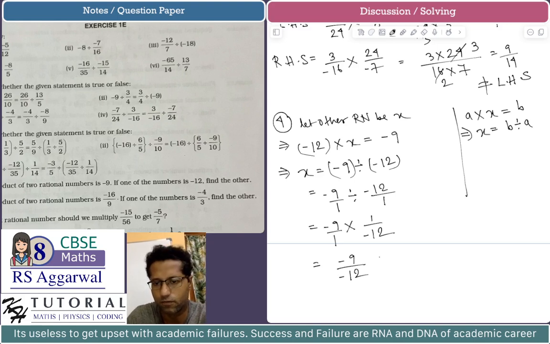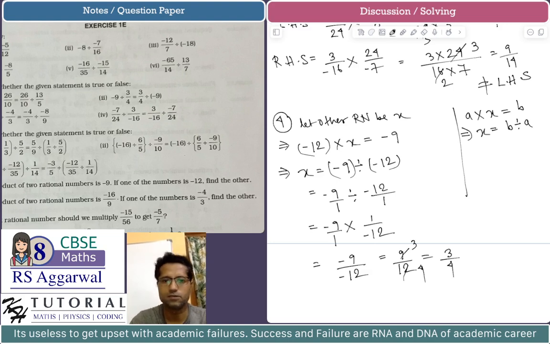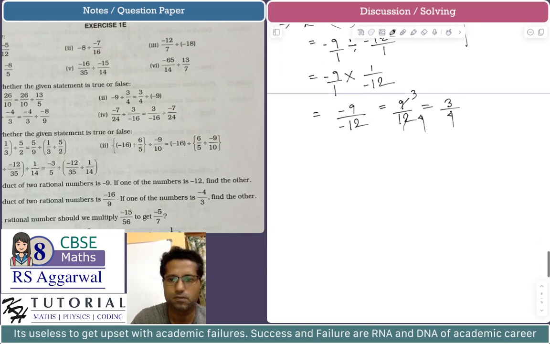Minus minus cancels out from both numerator and denominator. This is 9 by 12. Now this is not in standard form. Convert it into standard form by dividing both the numerator and the denominator by the HCF. HCF is 3. So 3 and 4. So the answer is 3 by 4. So the other rational number X is 3 by 4. Okay. Let's solve now problem number 5.